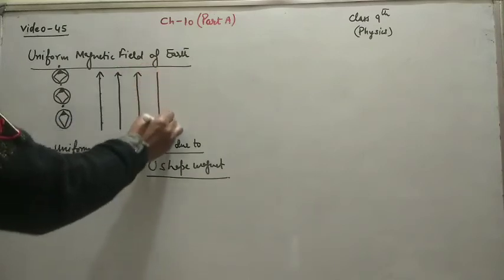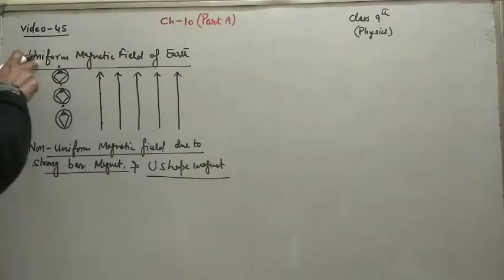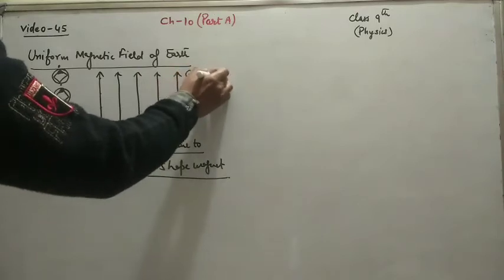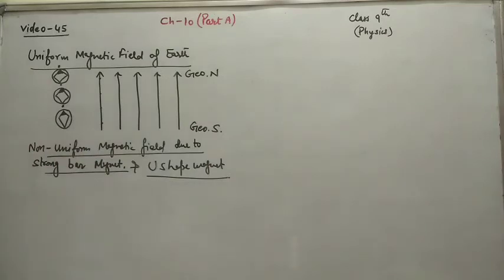Parallel magnetic field lines, what does it mean? The magnetic field is uniform in nature. And here you'll have geographic north, and to this side you'll have geographic south.